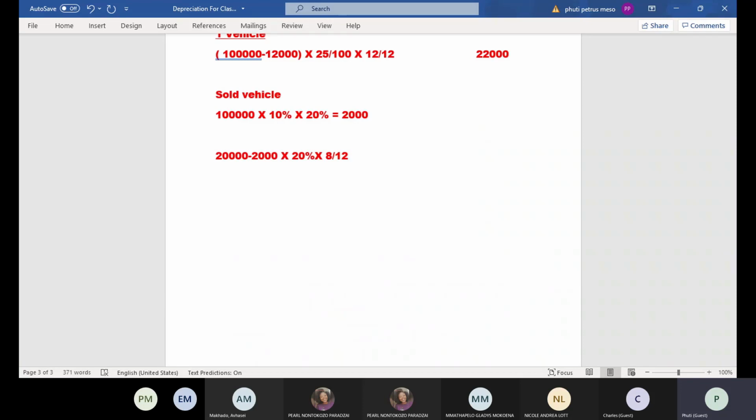You minus that 2,000 rand from 20,000, and then you multiply it by 20, divide it by 100, and then multiply it again by 8, and divide it by 12. So this would be your final depreciation for the sold vehicle, with an amount of 2,400 rand. Okay, let me bring you up to speed here.